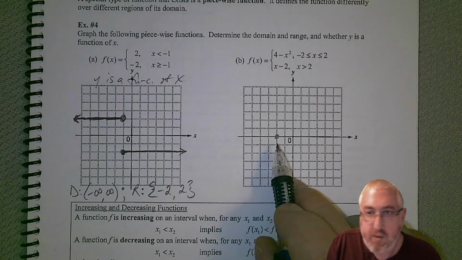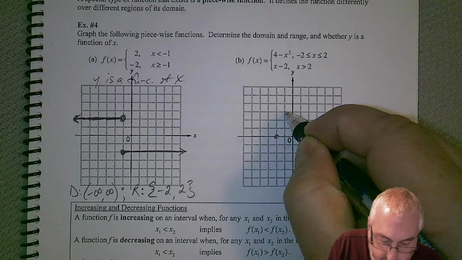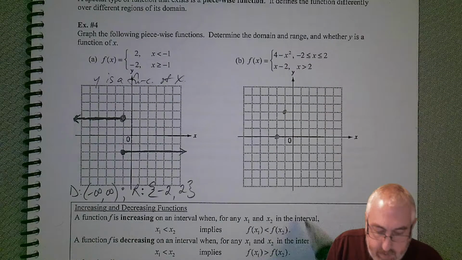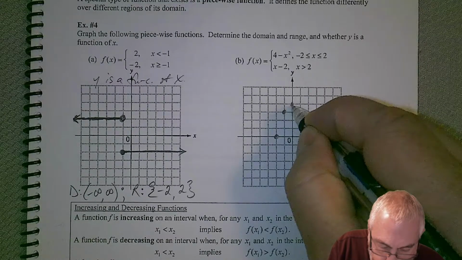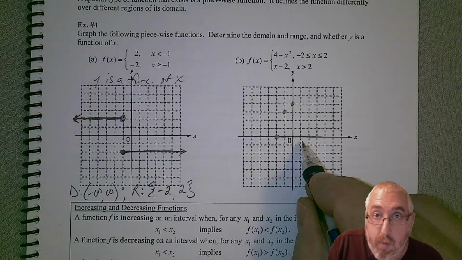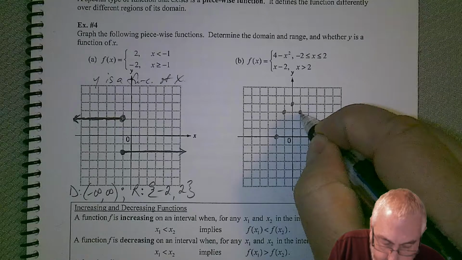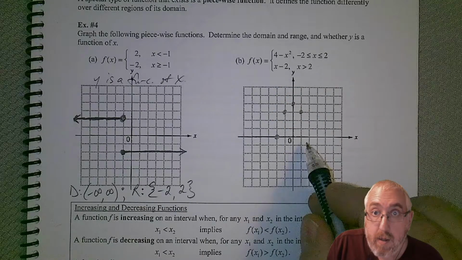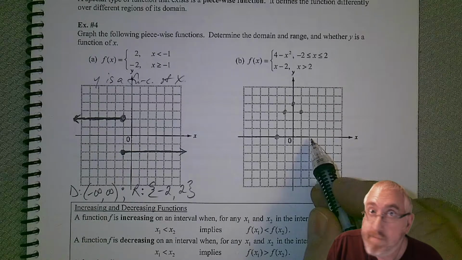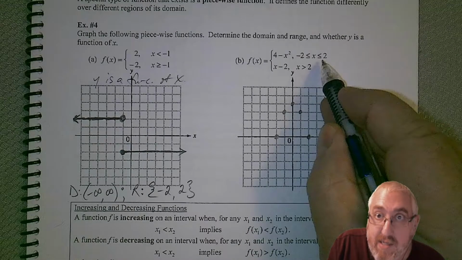And let's do it easy. Let's go with -1. What happens with -1? -1 squared is positive 1. 4 minus 1 better be 3. And it's another solid. 0. Well, you can see that's going to be 4. Positive 1 squared is 1. 4 minus 1 is 3. And then positive 2. 2 squared is 4. 4 minus 4 is 0. Solid or open dot? Yeah, solid. Solid dot because of that less than or equal to.